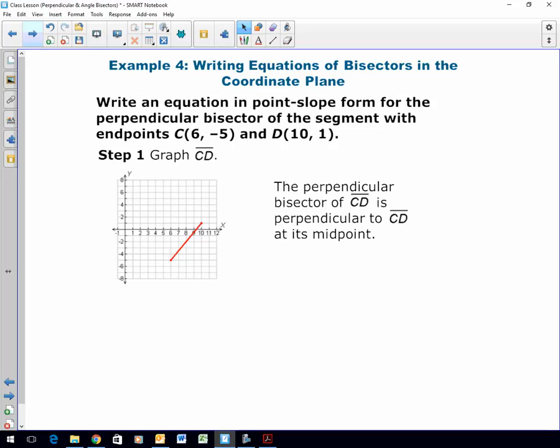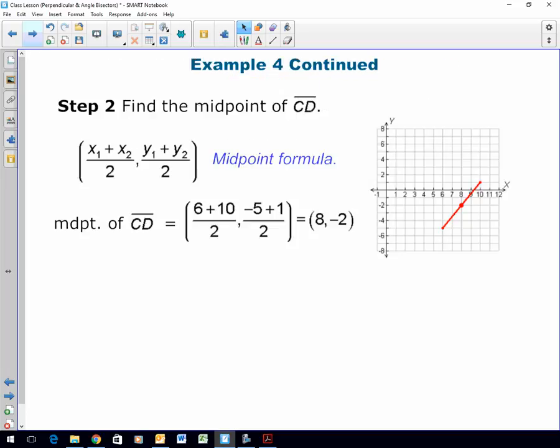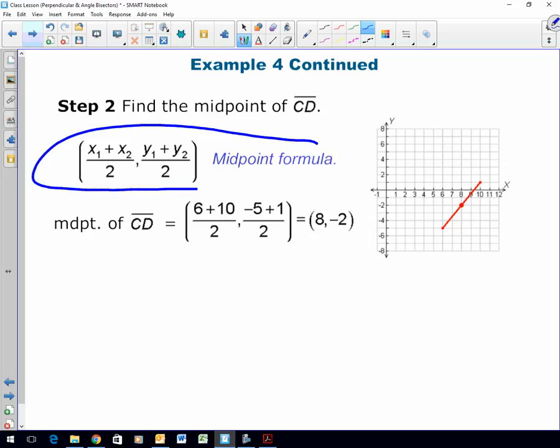And then check out what we want to do. We want to find the midpoint. You do not have this in your notes. You need to write it down right now. Your midpoint formula: x1 plus x2 divided by 2, y1 plus y2 divided by 2.